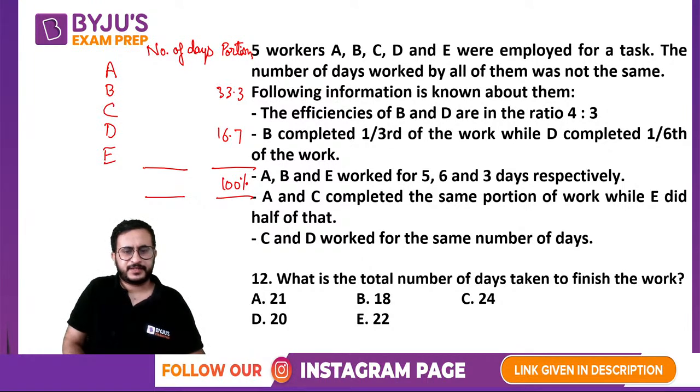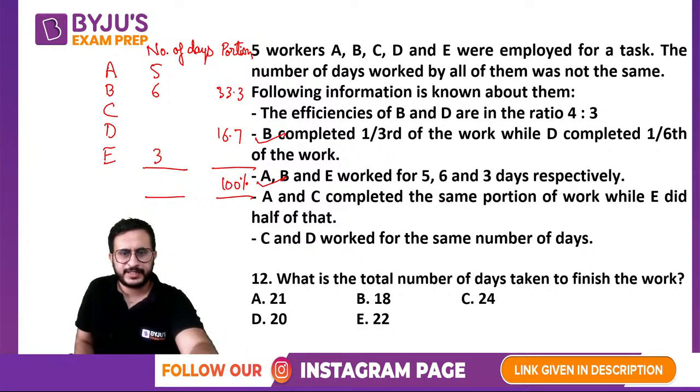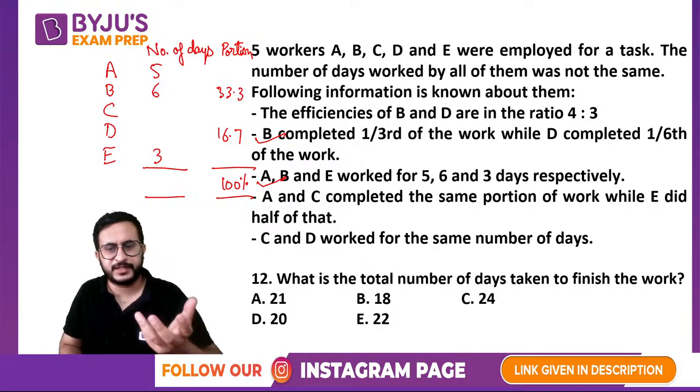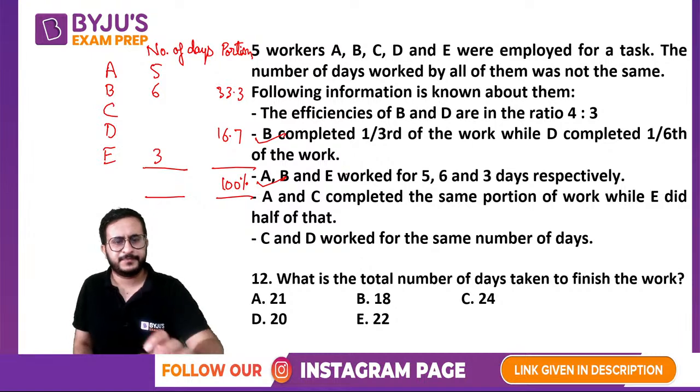For A, B, E, they have directly given that A, B, and E worked for 5, 6, and 3 days. So 5 days, 6 days, 3 days. Okay, so we've used this statement. Now, see, A and C completed the same portion of work while E did half of that, isn't it? Now you must be thinking कि कैसे पता लगेगा? So total work is done by these 5 people, right?